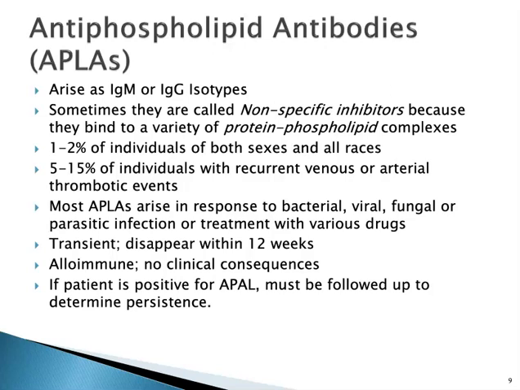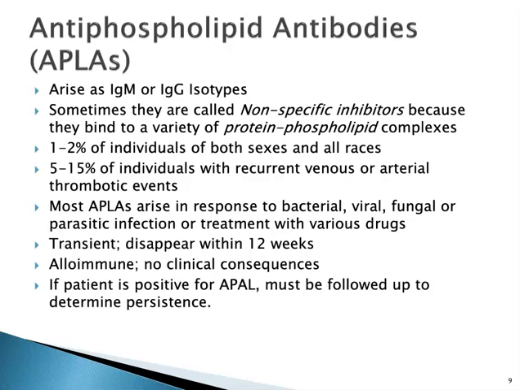So antiphospholipid antibodies can be either transient, which disappear after about 12 weeks, or they can be chronic. So most arise as either IgMs or IgG isotypes. Sometimes they are called nonspecific inhibitors because they bind to a variety of protein phospholipid complexes. About 1 to 2% of individuals of both sexes and all races are affected. And about 5 to 15% of individuals with recurrent venous or arterial thrombotic events have antiphospholipid antibodies.